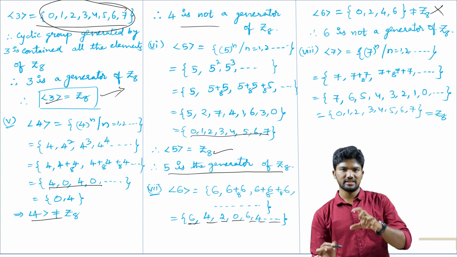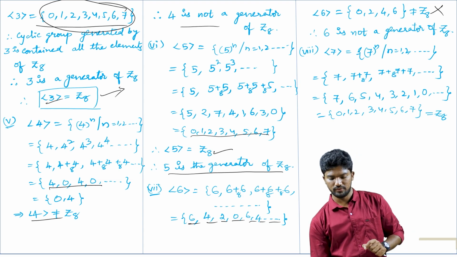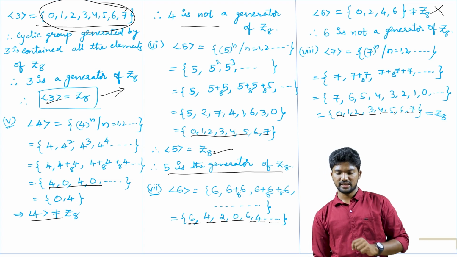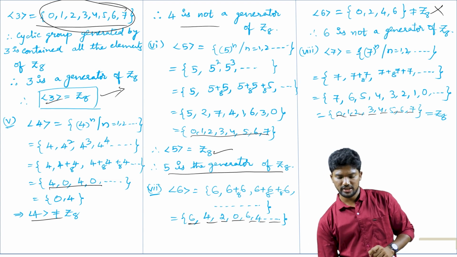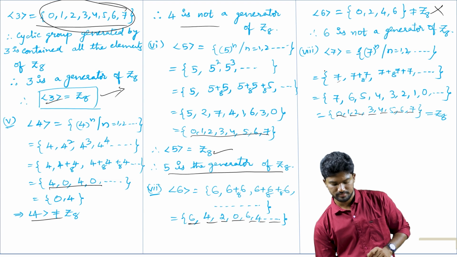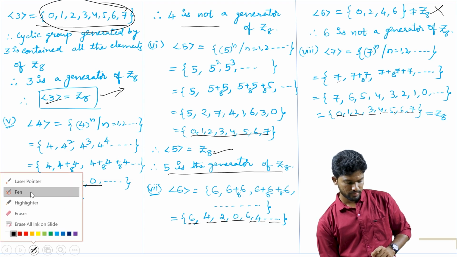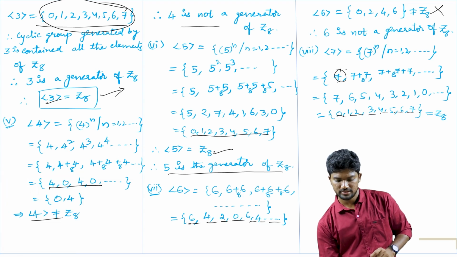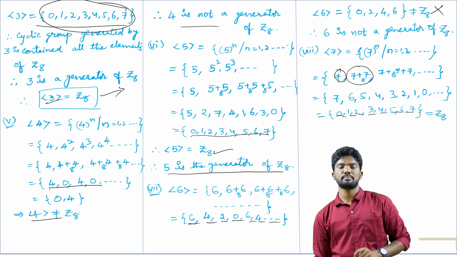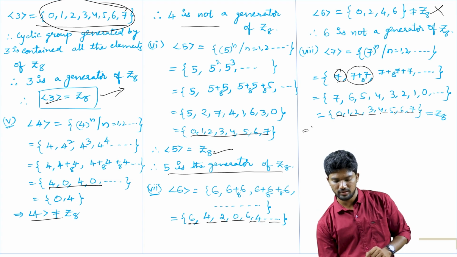Next is 7. 7 is also a generator. So therefore 0, 1, 2, 3, 4, 5 up to 7, that is equal to Z suffix 8. So in this format, first 7 power 1. 7 power 1. Okay, 7 square means 7 plus 7. 7 plus 7 you will get 14.